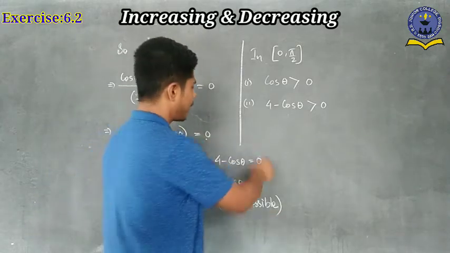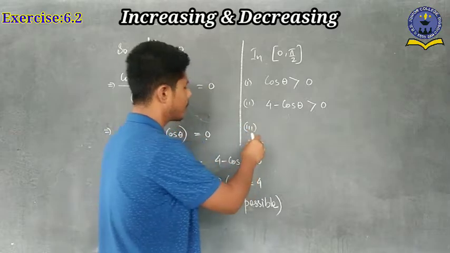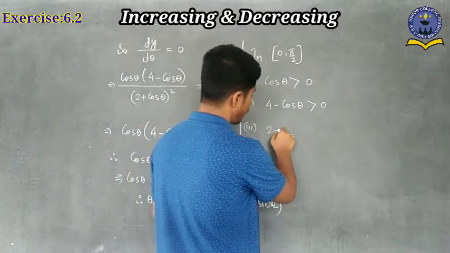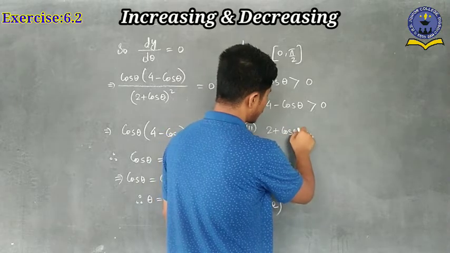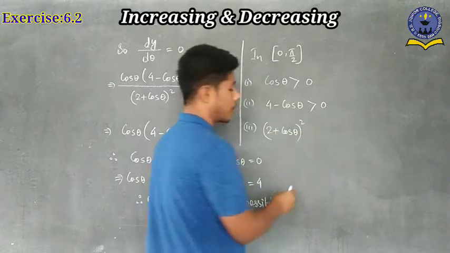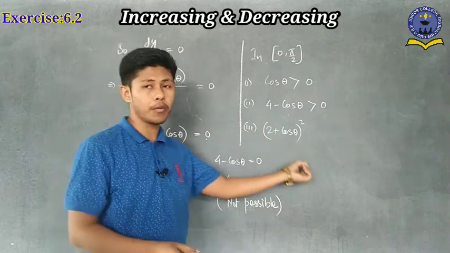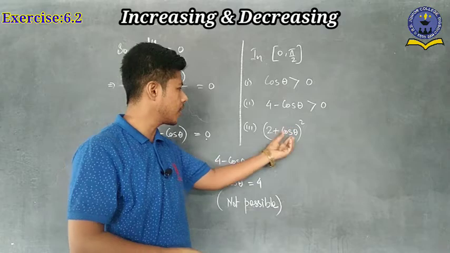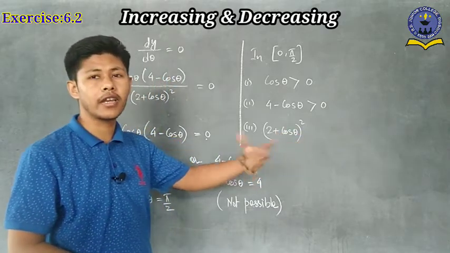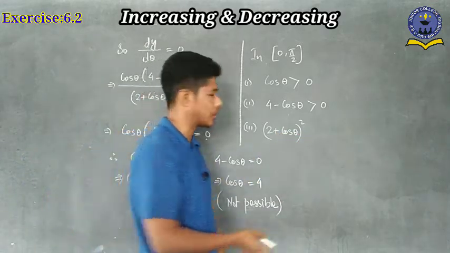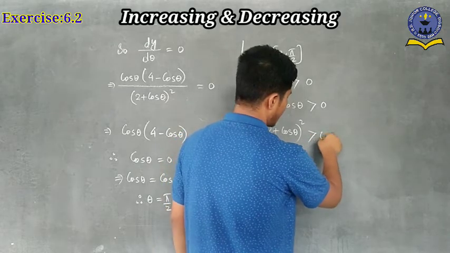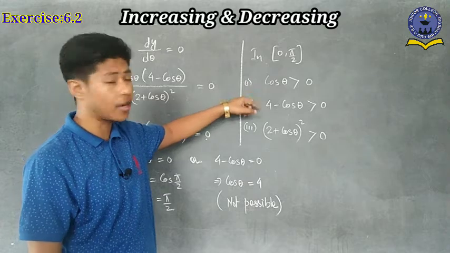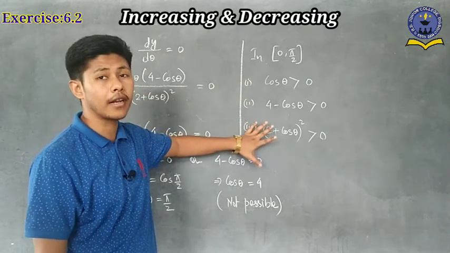Is it clear? And finally the third one, we need 2 plus cos theta, whole square. Even if the value of cos theta is negative and the result of 2 plus cos theta is negative, the whole square converts this negative result into a positive result. So this value is automatically greater than 0, isn't it? So all these three results are greater than 0.